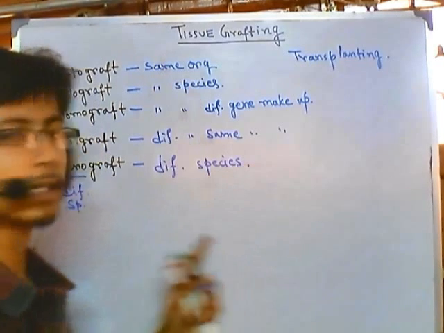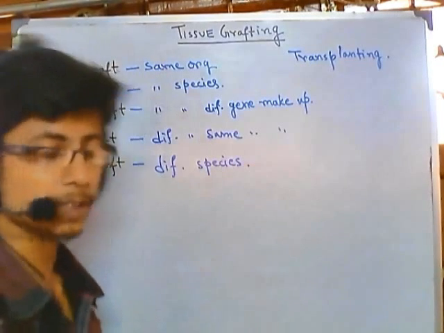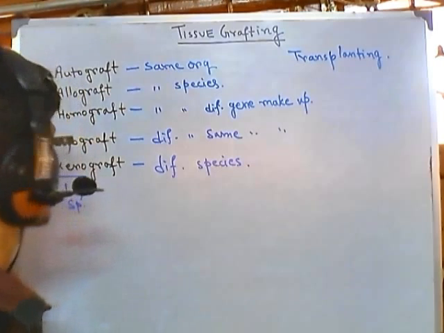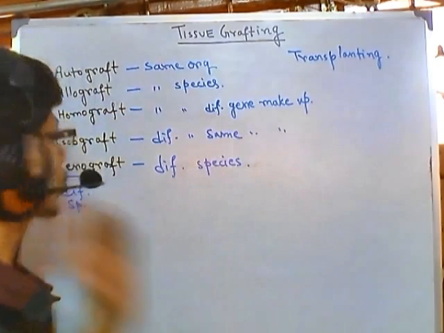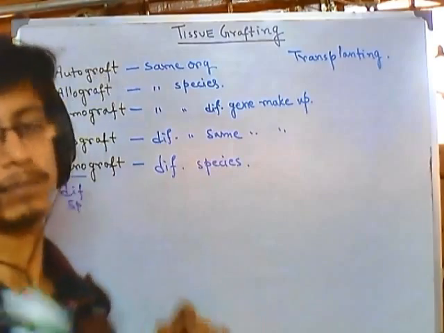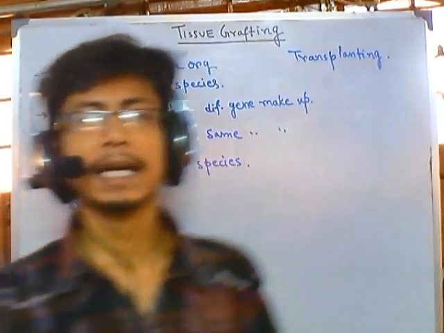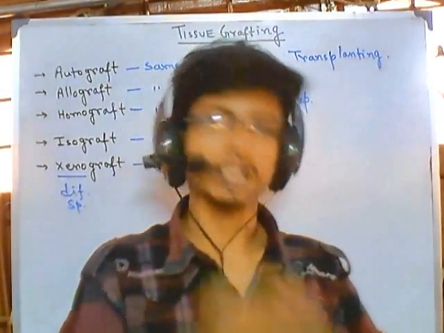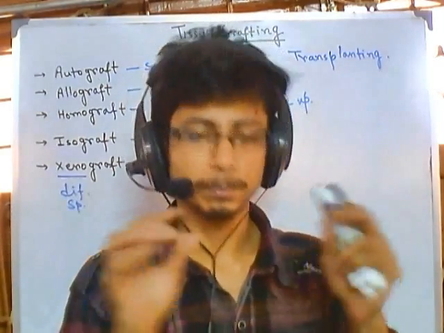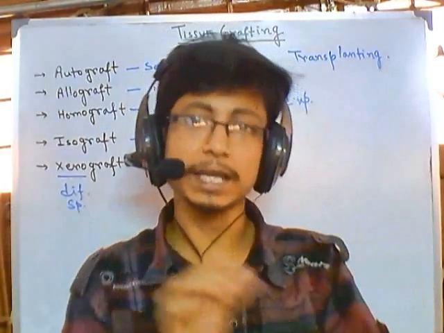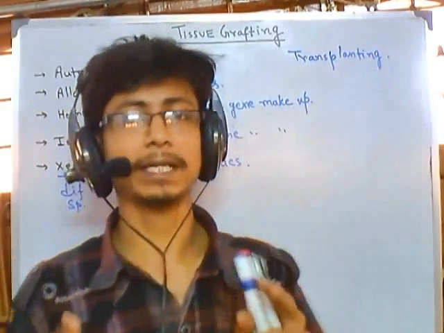So these are the different types of grafting process that are available. Among them, xeno means completely different, allo means same species, auto means between same organism. In all these cases, the tissue or organ that is to be transplanted is called a graft. And it needs to be prepared perfectly so that it matches everything.